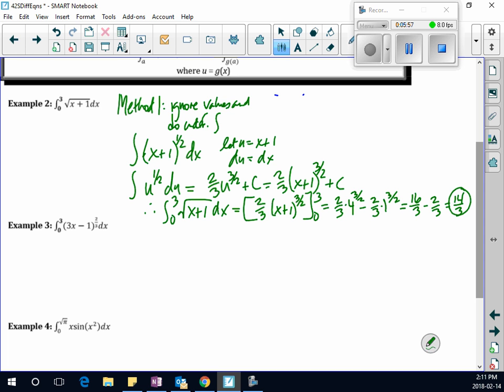Okay. I don't like this method at all. It's too much work. But if you forget how to do this or you get stuck somewhere, this is always a default method where you kind of ignore the definite part of it, do it as an indefinite. And so I'm going to do it in a different color pen.